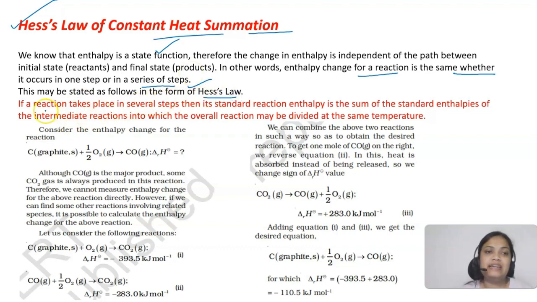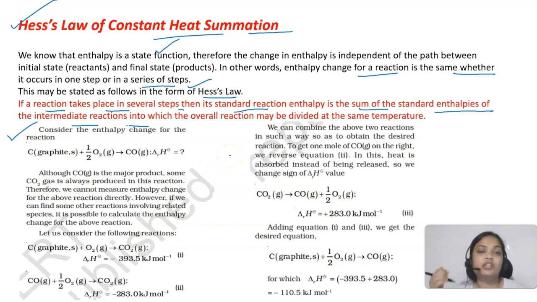So here we can say it states that if a reaction takes place in several steps, then its standard enthalpy of reaction is the sum of standard enthalpy of intermediate reactions into which overall reaction may be divided at the same temperature. Okay, so Hess's law is important because questions come in NEET on its basis, like they will give you 3 to 4 reactions and they will give you one reaction. Then using those 3 to 4 reactions, you have to find out the delta H for that one particular reaction.